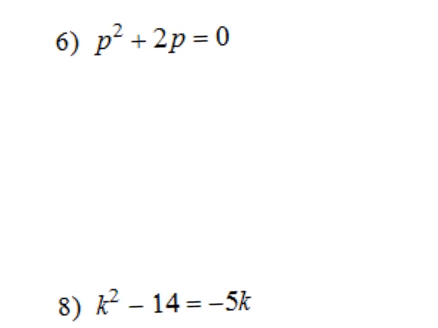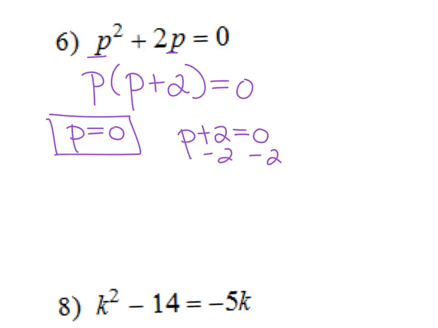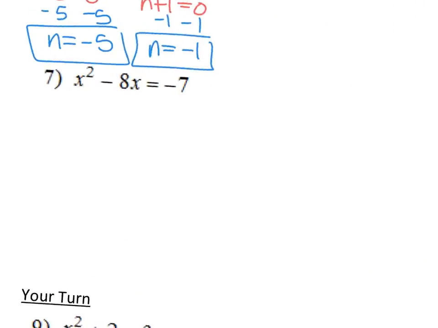So let's just do one more, let's do number 6. If I'm looking at number 6, I want to at least see if I can factor out anything, and I can, right? I can factor out a p. If I factor out a p, I'm left with p plus 2 equals 0. Well, now I have my a and b. I can say p equals 0. All right, great, I'm done. Here's one answer. And then I have p plus 2 equals 0. Subtract 2 on each side, and you get p equals negative 2. That's your answer.